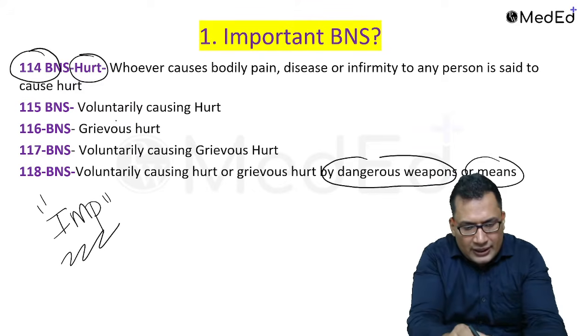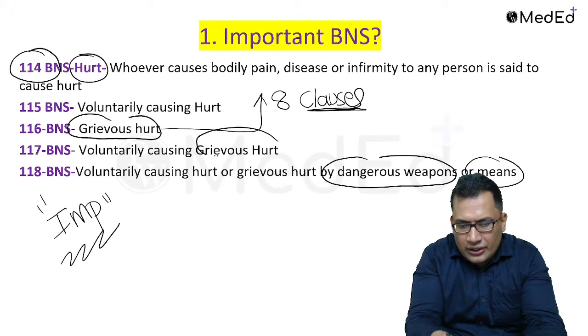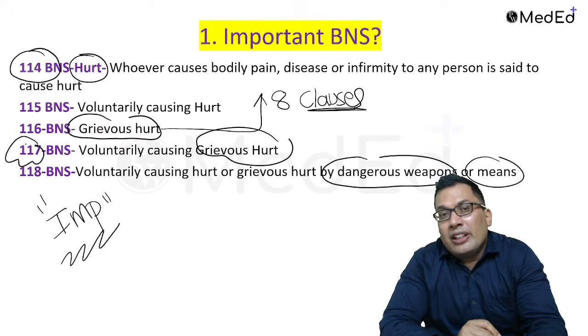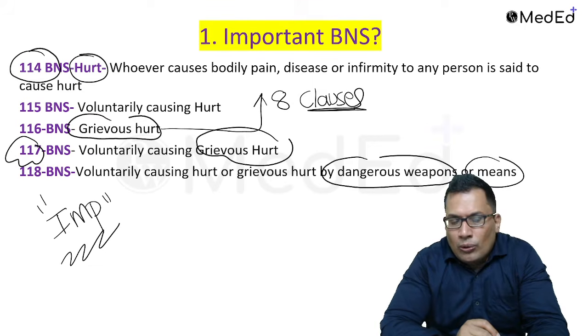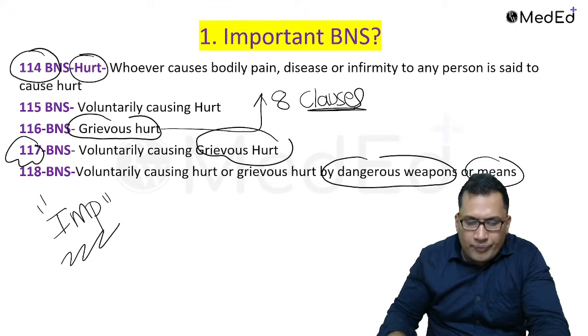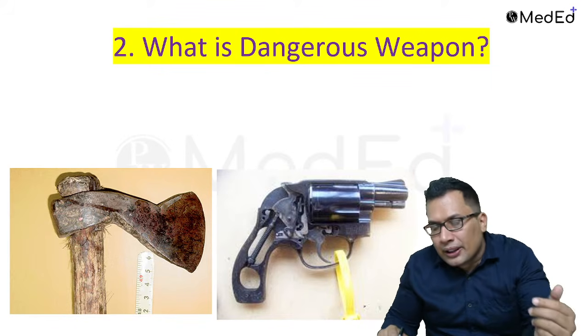As we discussed, 116 grievous hurt consists of 8 clauses. Voluntarily causing grievous hurt, that is 117, the punishment is around 7 years of imprisonment. Voluntarily causing grievous hurt with a dangerous weapon, the punishment can be 10 years of imprisonment. Then a question can be asked, what is a dangerous weapon?